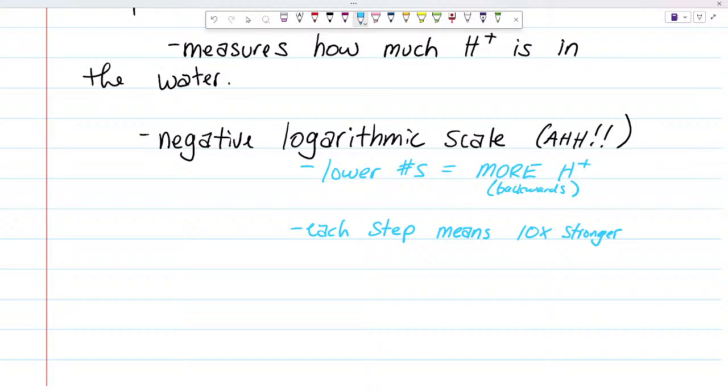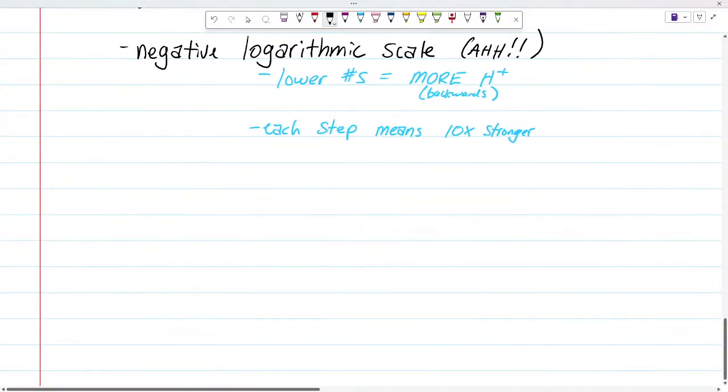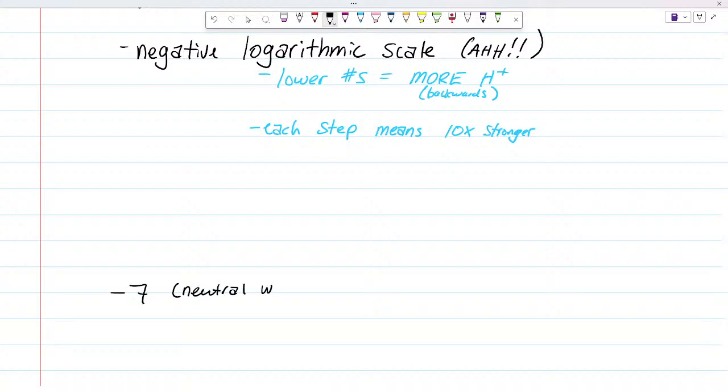So this is the scale. At the middle of it, we have 7, which is neutral water. And we call it neutral water because even though it releases H plus ions, making it acid, it also releases OH minus ions, making it a base, which means altogether, it's equal part acid and base, and those cancel each other out. So we call it neutral.